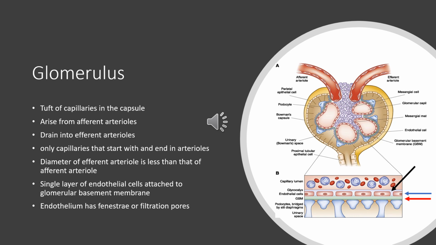Another thing to be noted here is that the diameter of efferent arteriole is less than that of afferent arteriole. When we look into the histology, we can see that the glomerular capillaries are formed of a single layer of endothelial cells which are attached to the glomerular basement membrane. And this glomerular endothelium is fenestrated, that is, they are having pores in between, as you can see in the picture.